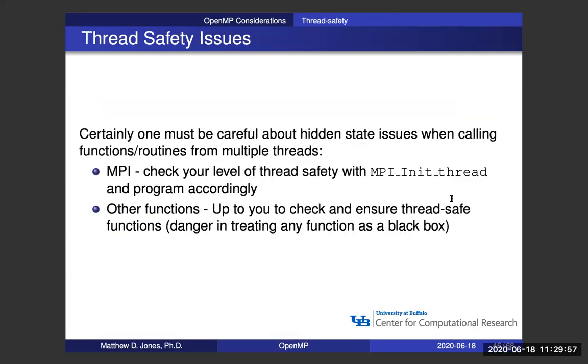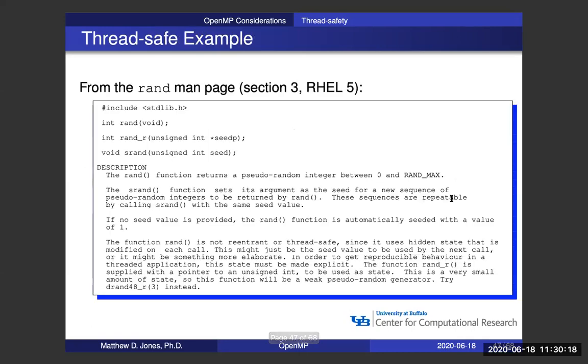One warning before we get into the examples here: thread safety issues. If you're going to use OpenMP with MPI, which is a popular thing these days, you have to use MPI_Init_thread and check your level of thread safety with that. You also have to be aware that thread safety applies to other functions that you might be using. Don't treat them like black boxes if you don't know what's going on inside of them.